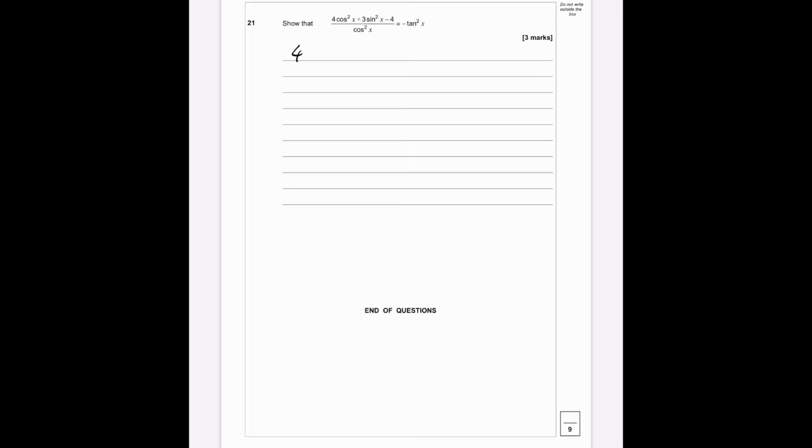Okay, question 21, we've got a trig identity to prove. With trig identities, we will start with one side and work our way around to the other. So I'm going to start with the left-hand side of this identity. The first thing I'm going to do, well, we've got 4 lots of cos squared x plus 3 lots of sine squared x. I'm going to give an extra sine squared x to the 3 sine squared x to make it 4 sine squared x, but then I'm going to subtract sine squared x at the end, because otherwise we'd be changing the whole expression.